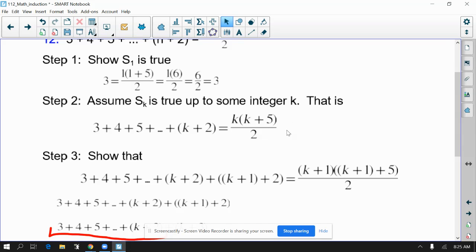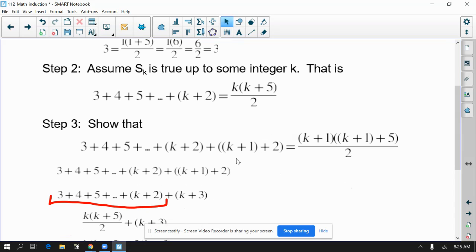Then if we can show that it works for the next term, the k plus 1 term, then we've done the job. Because this process means that you are showing that it works for the next one. If it works for the first 800, you can prove that it's going to work for the 801st. And if the 801st one works, then you just proved it works for the next one. So the 802nd one will work, and then the 803rd, and so on and so on. So it just keeps on going forever, and you have proved that it works for all positive integers.